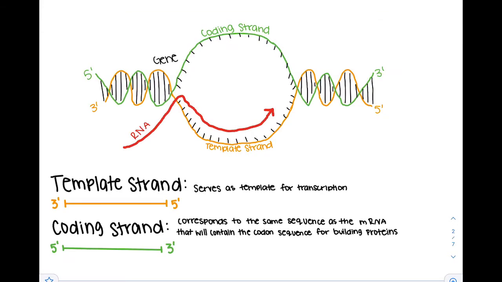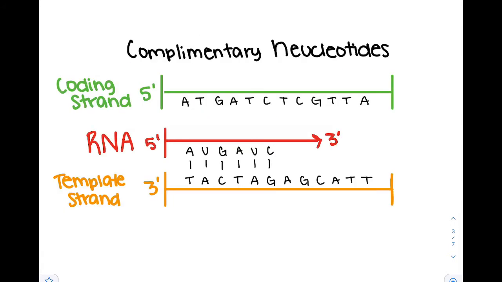RNA is transcribed from a single strand of DNA in the uncoiled section of a double helix structure, with our template strand serving as a template for transcription and is read 3 to 5 prime. Our coding strand, being our opposite strand, is antiparallel and complementary to the DNA template, whose sequence corresponds to the RNA being synthesized that we translate into protein, being read 3 to 5 prime. Here we can see how complementary nucleotides work within this process.